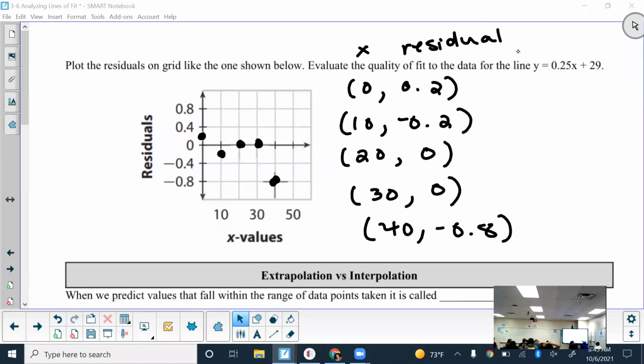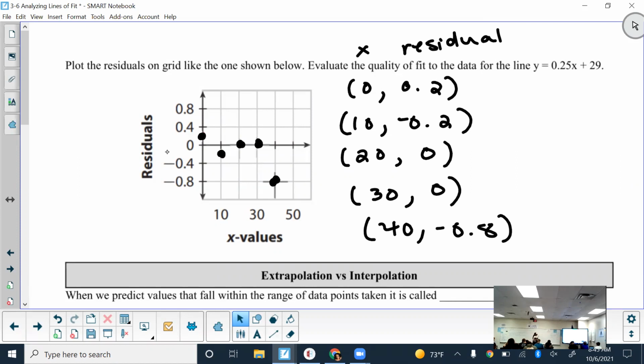Right, and then compare your plot to mine. This is how it looks plotted. Would you say that this plot is tightly distributed around the 0? So 0's here. Are they all pretty close to 0? Yes, even this one that's down here, that value is negative 0.8. Isn't that pretty close to 0?